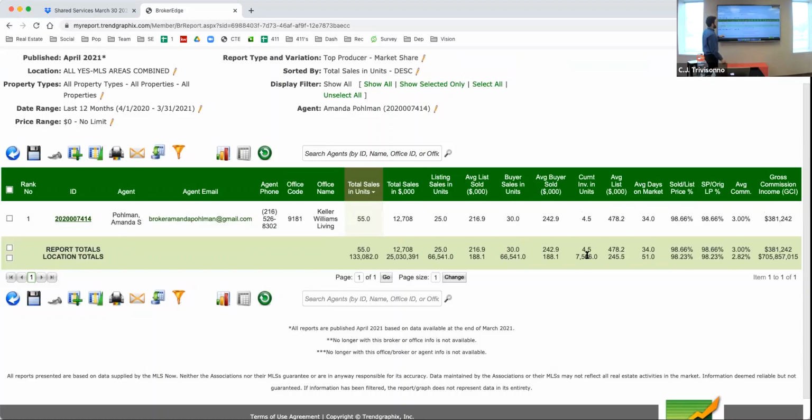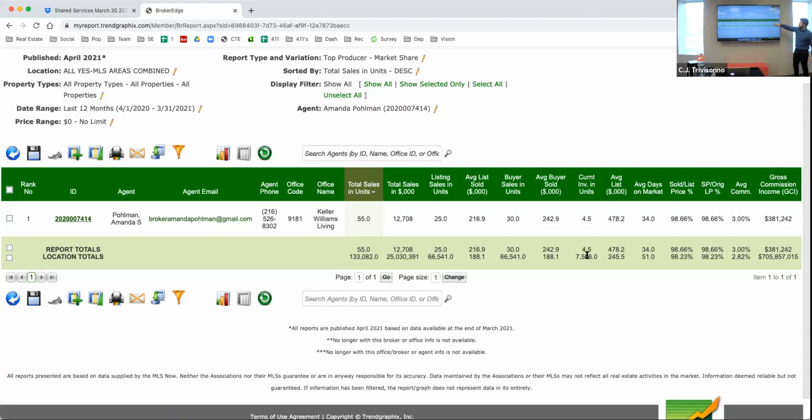Okay, we'll do it. So some of these are totals. Where it says location totals, that's all of the Northeast Ohio MLS combined together. If you go over here and see average commission, Amanda's is 3%, and the average in the MLS shows 2.82%. Here's the one I was talking about that you can use for your listing presentation. Your sales price to original list price, Amanda's is 98.66, and the market right now is 98.23. Out of 10,000 agents in Northeast Ohio, which by the way is crazy high, I've never seen it that high before.